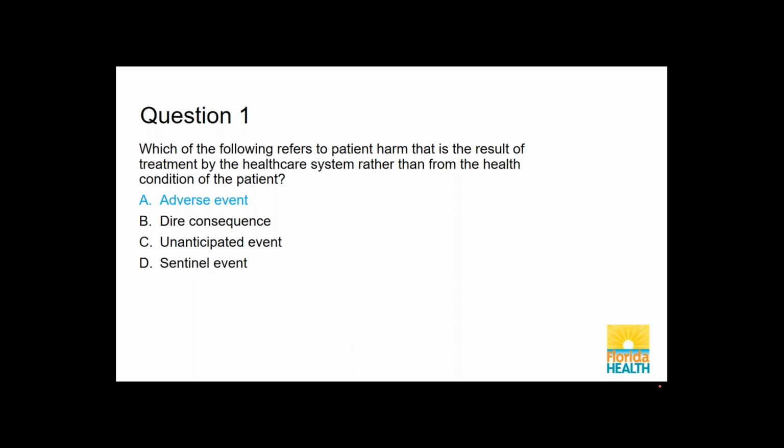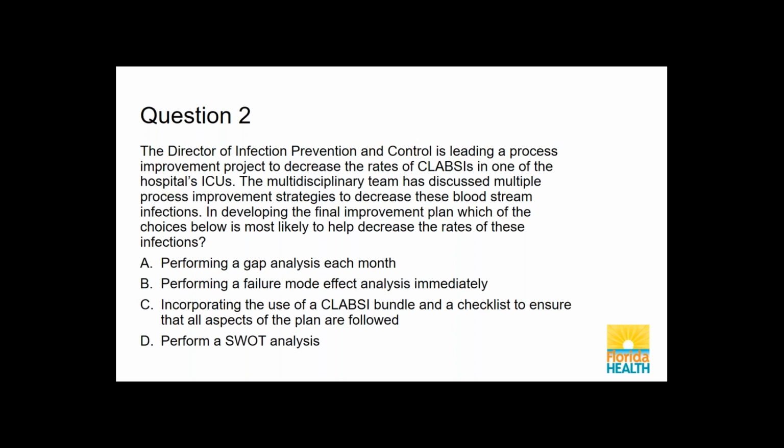Now, question two. The Director of Infection Prevention and Control is leading a process improvement project to decrease the rate of CLABSIs in one of the hospital's ICUs. The multidisciplinary team has discussed multiple process improvement strategies to decrease these bloodstream infections. In developing the final improvement plan, which of the choices below is most likely to help decrease the rates of these infections? A, performing a gap analysis each month. B, performing a failure mode effect analysis immediately. C, incorporating the use of a CLABSI bundle and a checklist to ensure that all aspects of the plan are followed. Or D, perform a SWOT analysis.